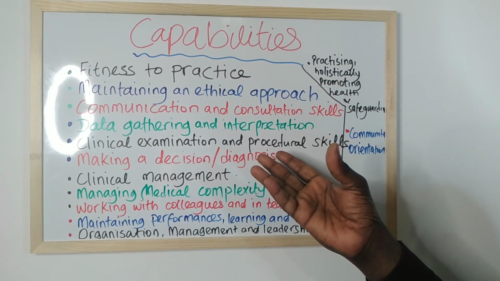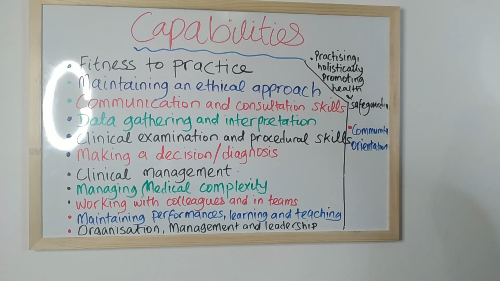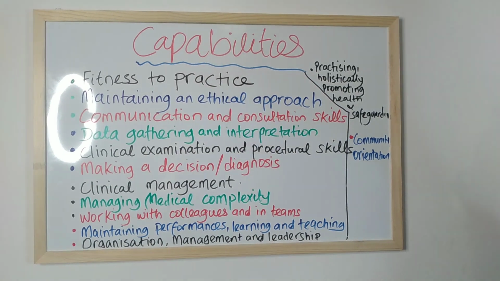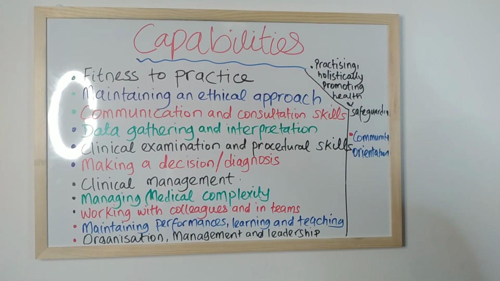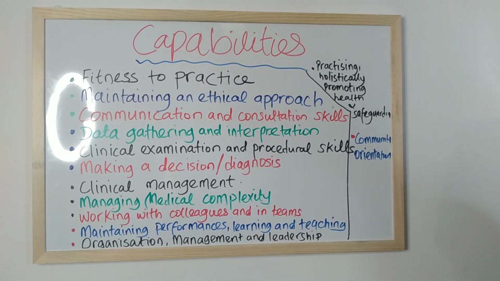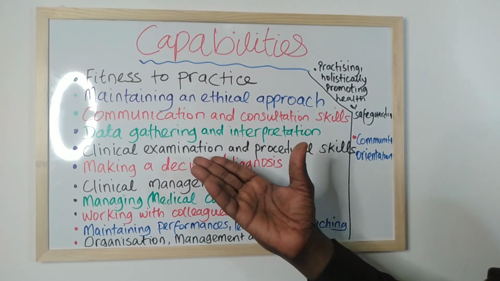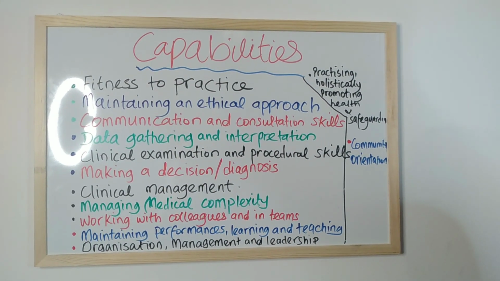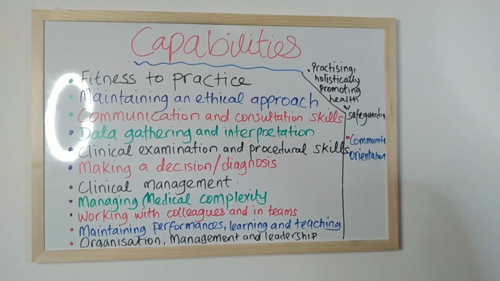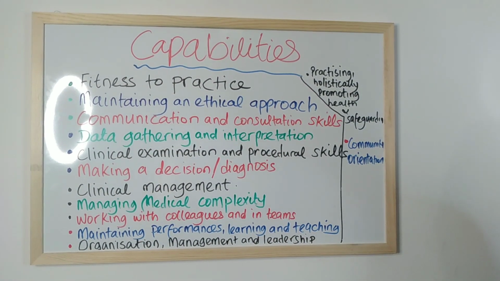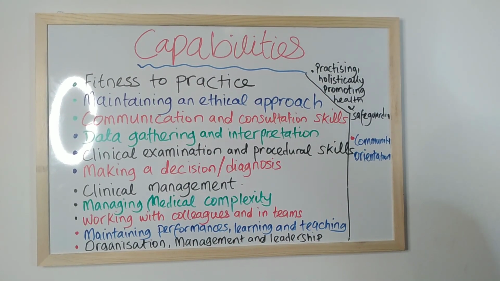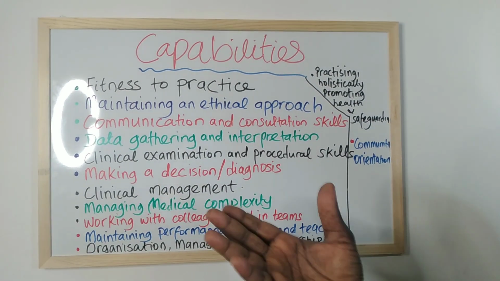Clinical examination and procedural skills. As the words say, if you examine a patient, abdominal examination, respiratory examination, cardiovascular examination, examination of the knee, all those things are where you put clinical examination. Making a decision and diagnosis. So if you were able to gather all that information, do your examination, and make a diagnosis of what is wrong with your patient, that is where you put that.